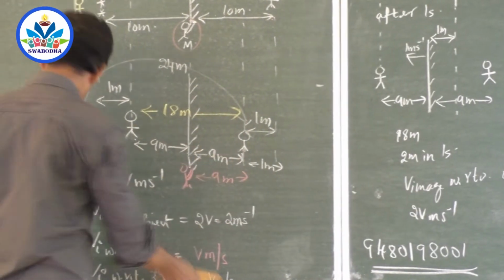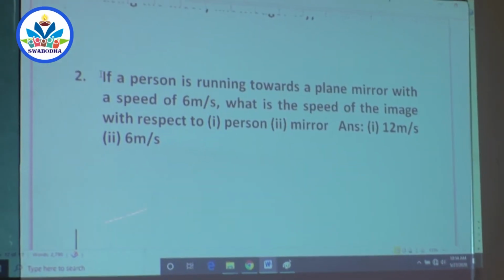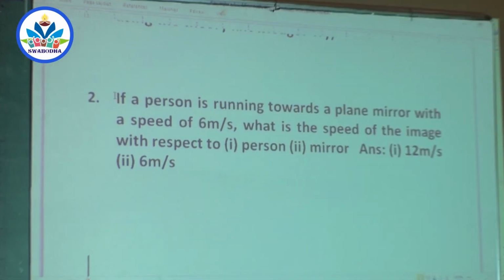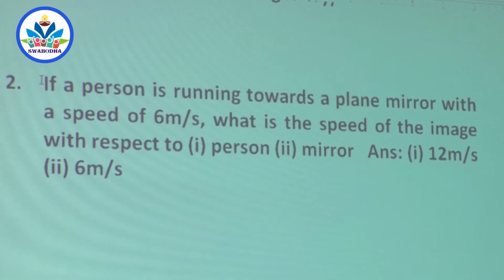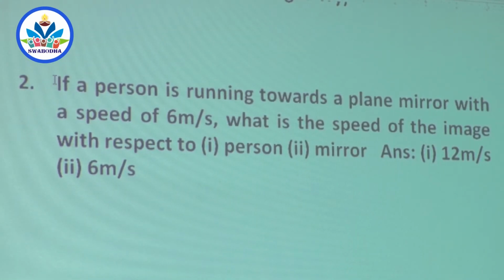So what is the question now? Coming back to the question, going to the projector, what is the answer to this? If a person is running towards a plane mirror with a speed of 6 meters per second, what is the speed of the image with respect to the person? Speed of the image is v minus of minus v, that is 2v, that is 12 meters per second.